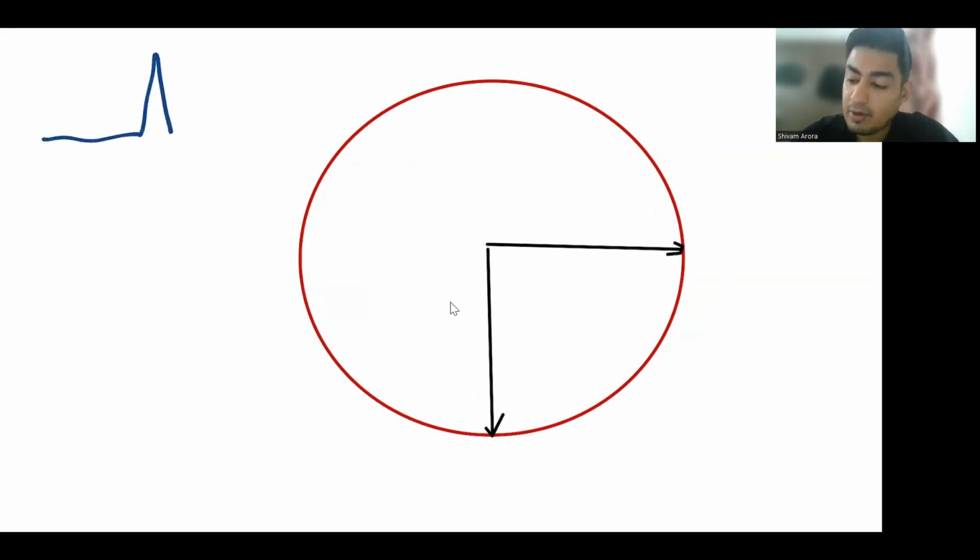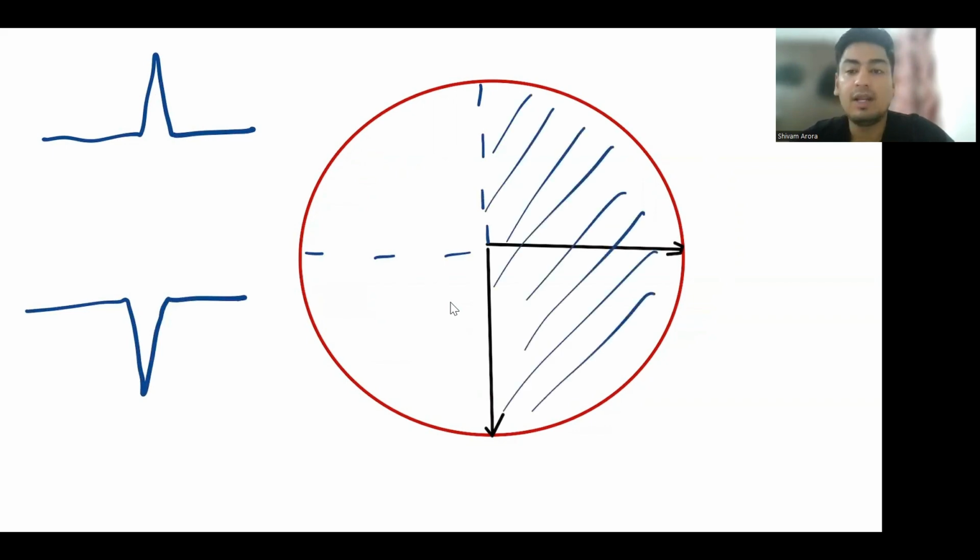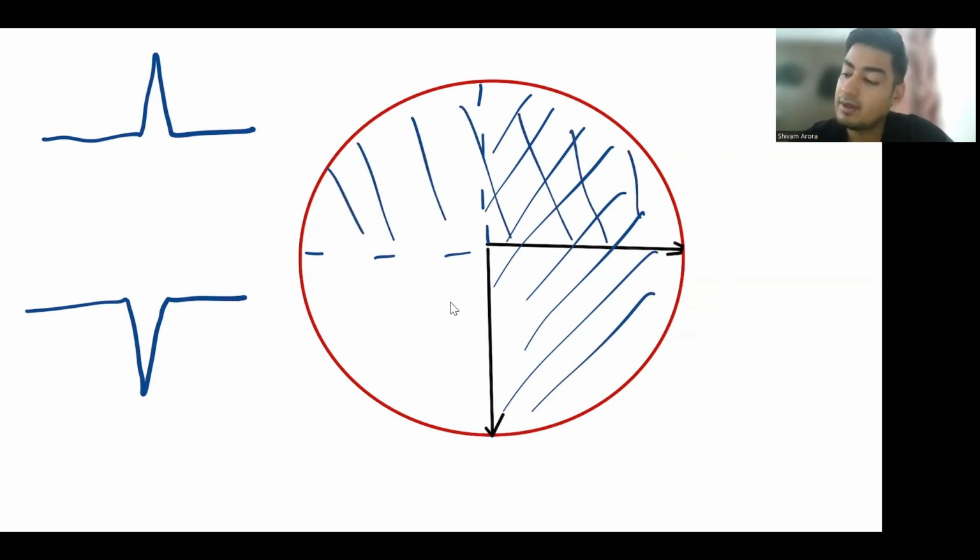Suppose lead 1 has a positive QRS and lead AVF has a negative QRS. Since lead 1 is having a positive QRS, axis would be in this hemisphere, while lead AVF is having a negative QRS, so axis would be in this hemisphere. So the overlapped region is this. So axis would now be from 0 to minus 90.